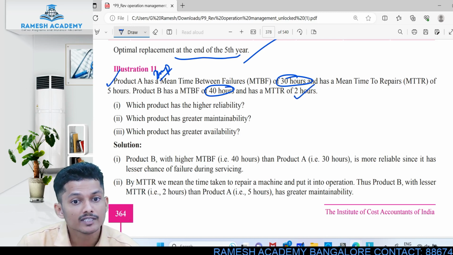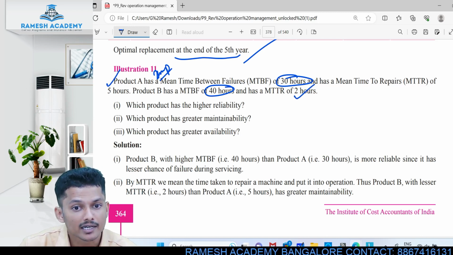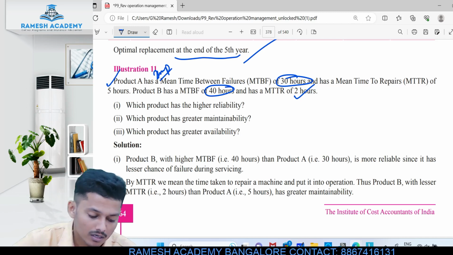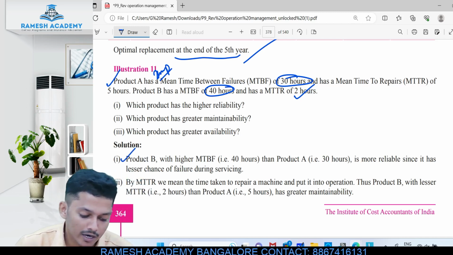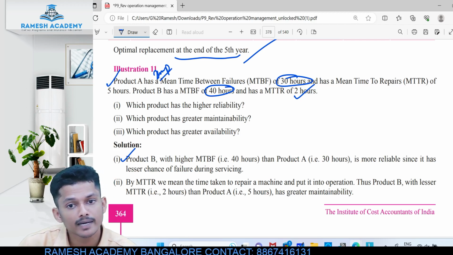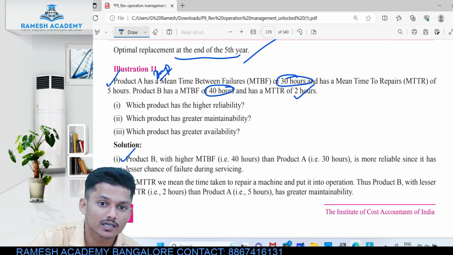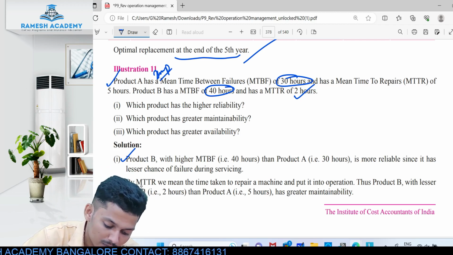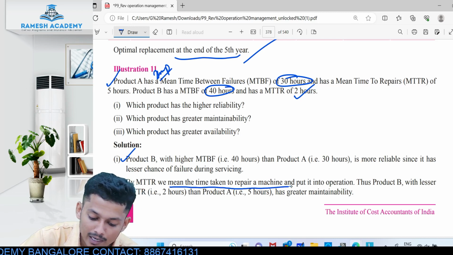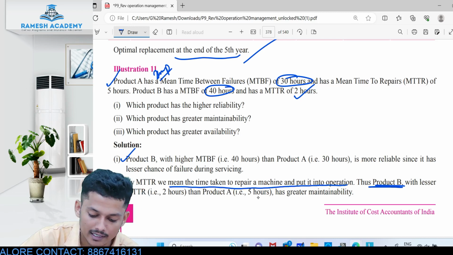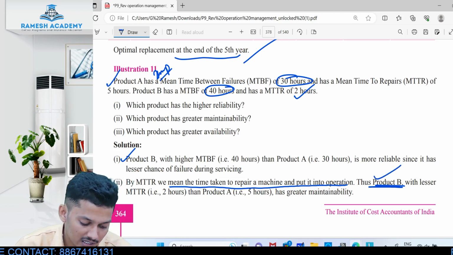Next, first, which product has the higher reliability? Which works more time? Product B works more time, so it is more reliable. Which product has greater maintainability? Repairs should be completed in less time. By MTTR, we mean the time taken to repair a machine and put it into operation. Product B, with lesser MTTR than product A, has greater maintainability.